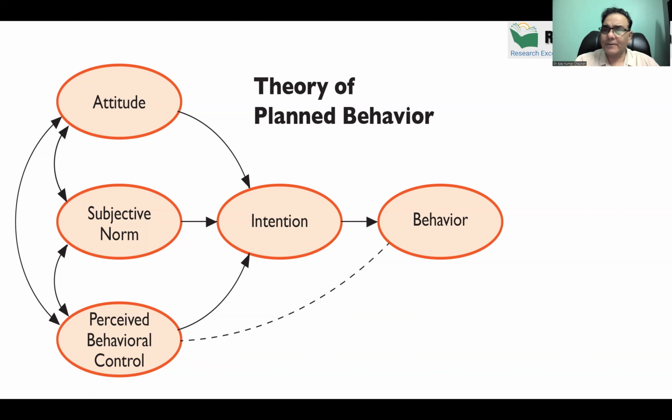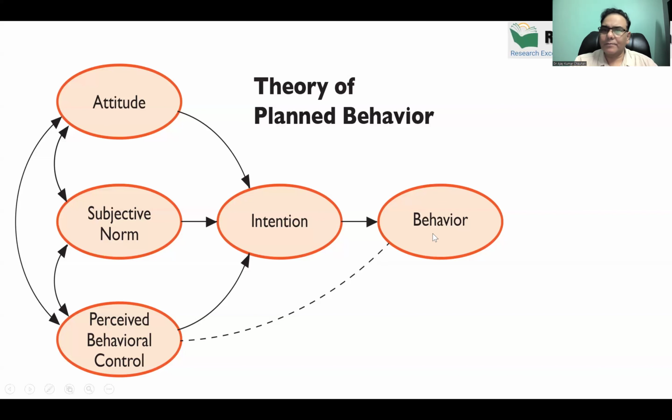Like this theory says that you must have a positive attitude towards the decision. You must have subjective norm, meaning आपके आसपास society, social influence में क्या हो रहा है, whether your decision is influenced by other people in the society. Perceived behavioral control means you are fit. You think that I am fit in this decision.